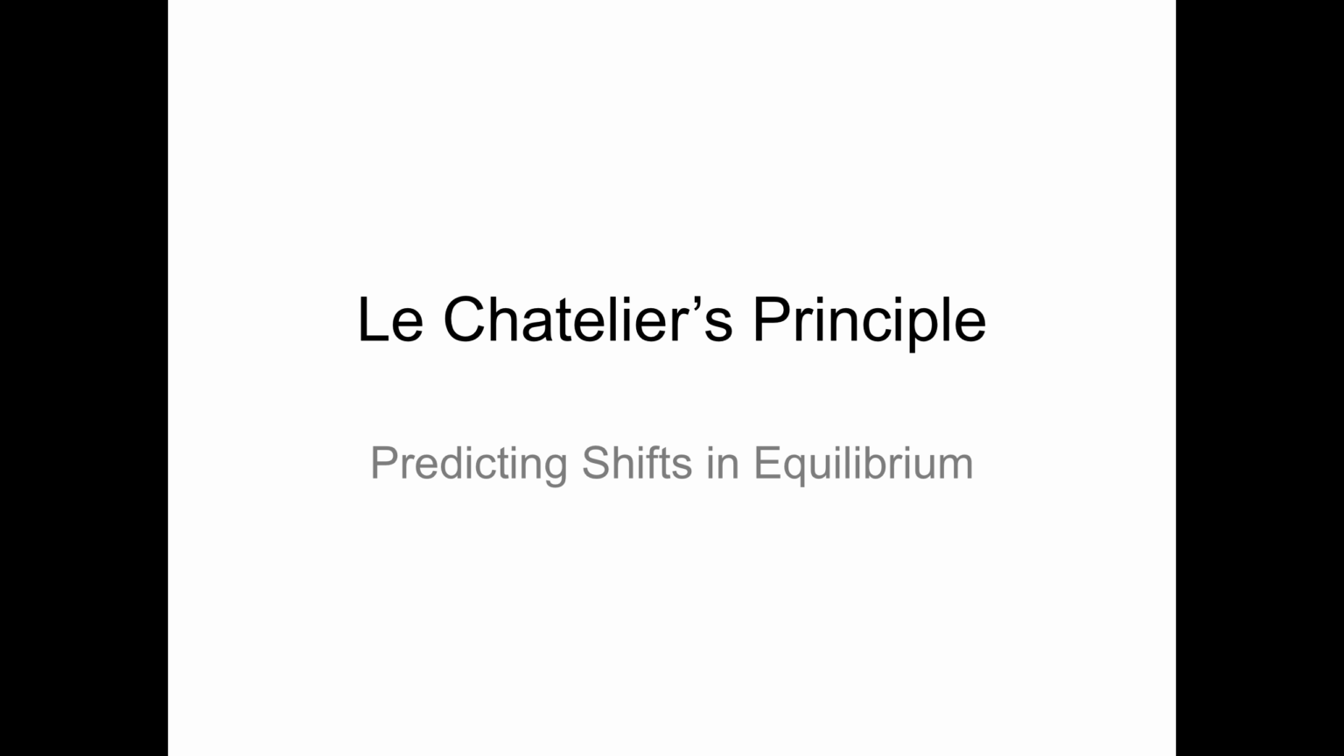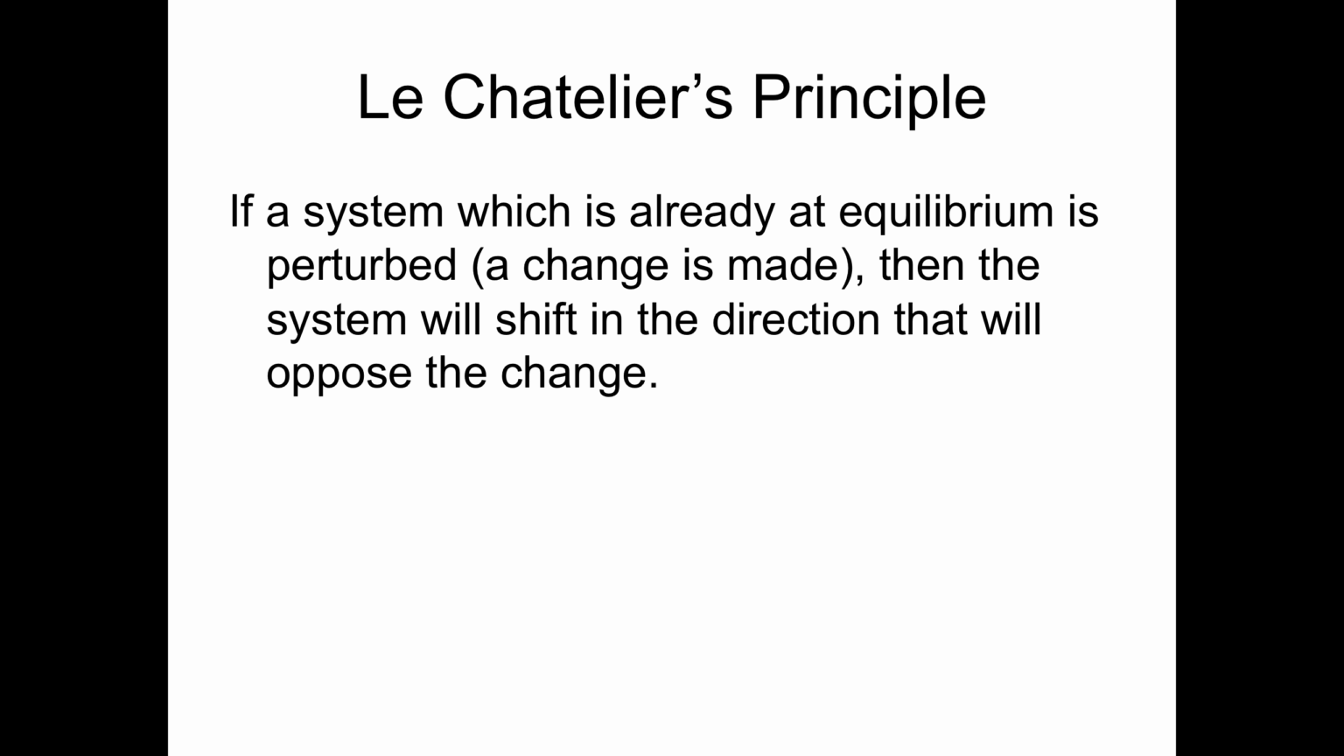Le Chatelier's principle is an easy rule to follow that will predict shifts in a system that's already at equilibrium if we make a change to the system. So Le Chatelier's principle states very simply that if a system is already at equilibrium and it's perturbed, just meaning that you make some kind of change to it, then the system will shift in the direction that opposes the change. This is in order to reestablish equilibrium after you've made the change.